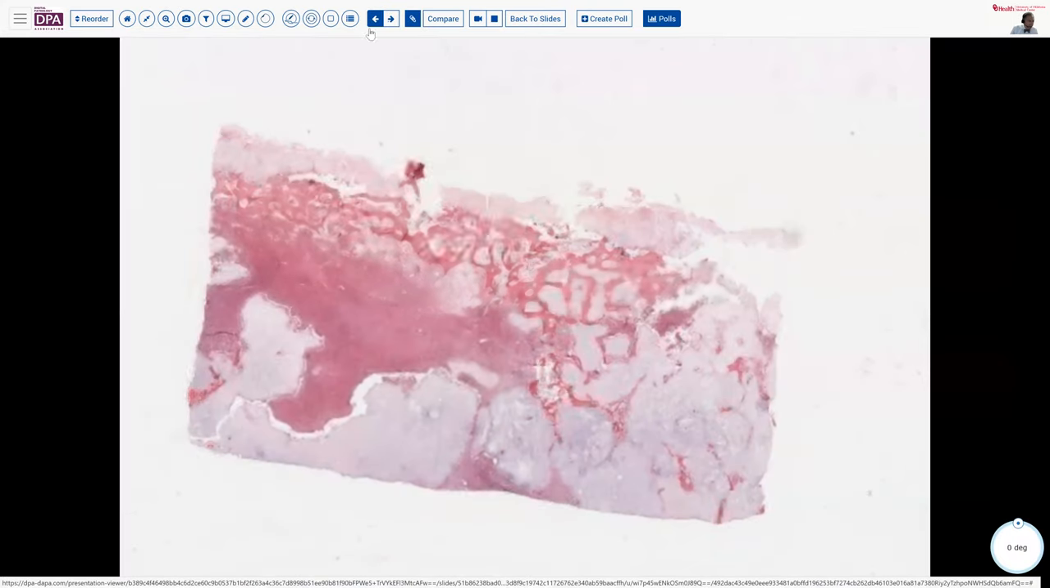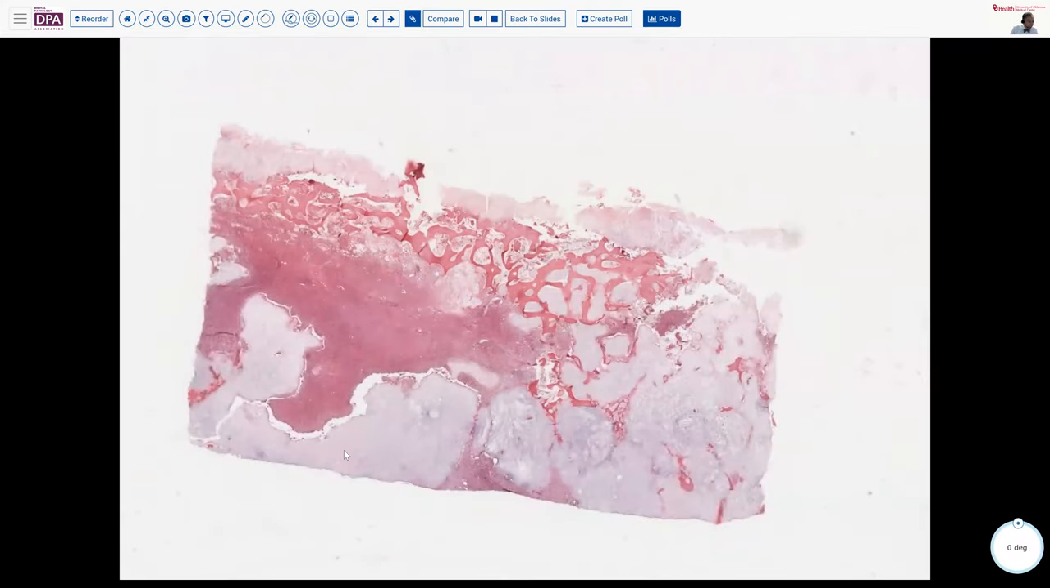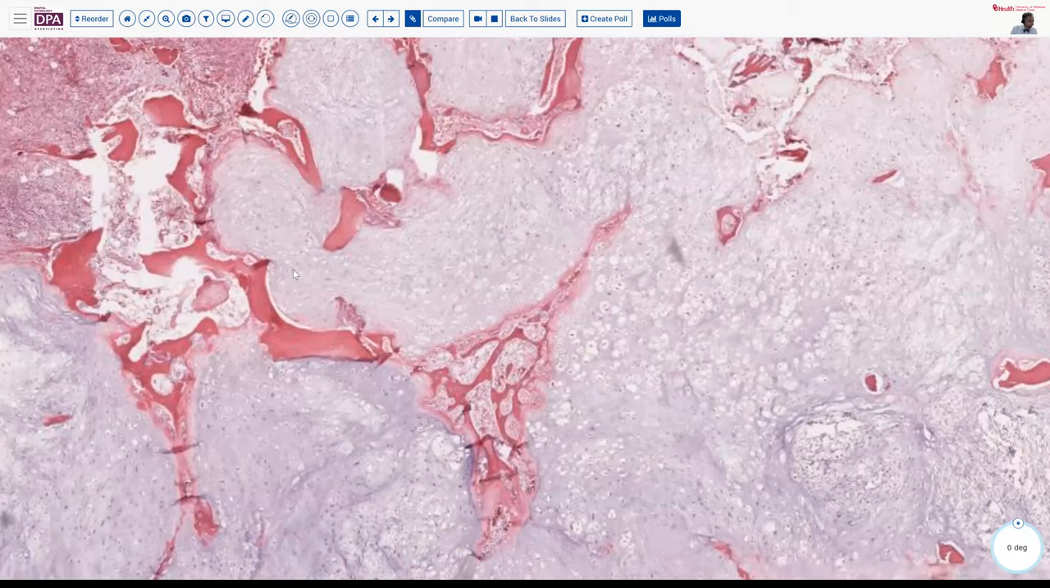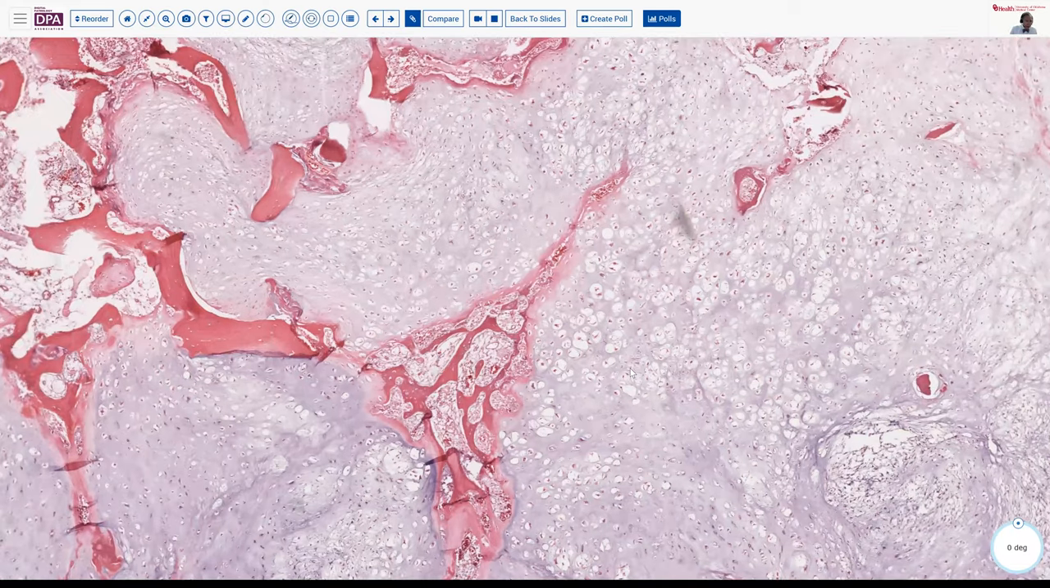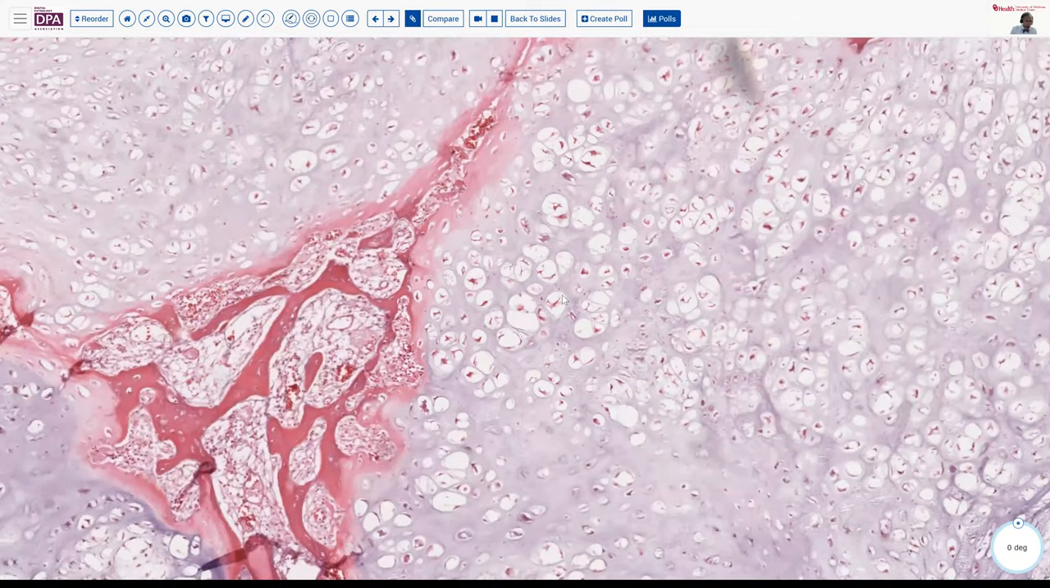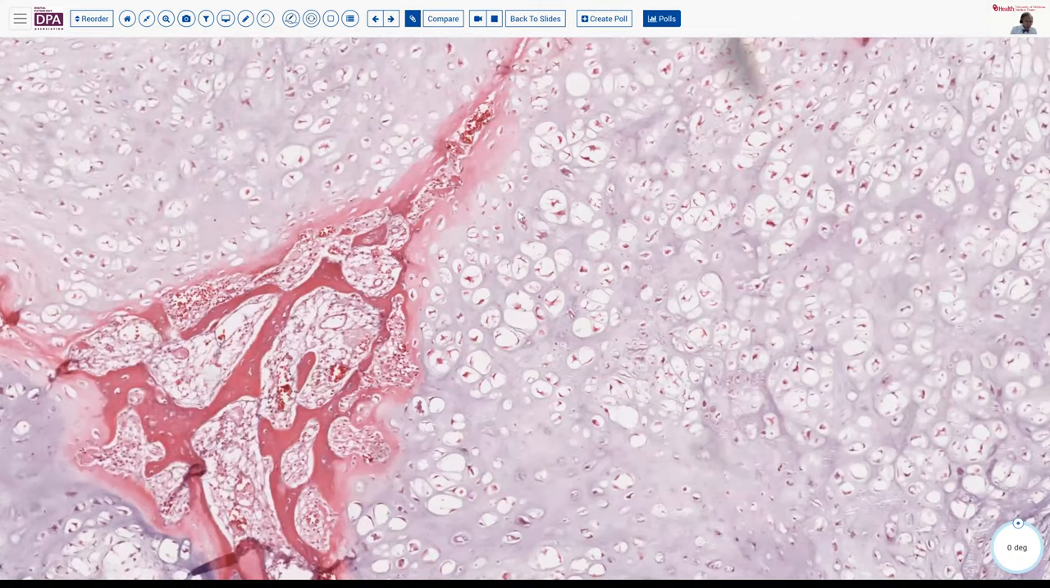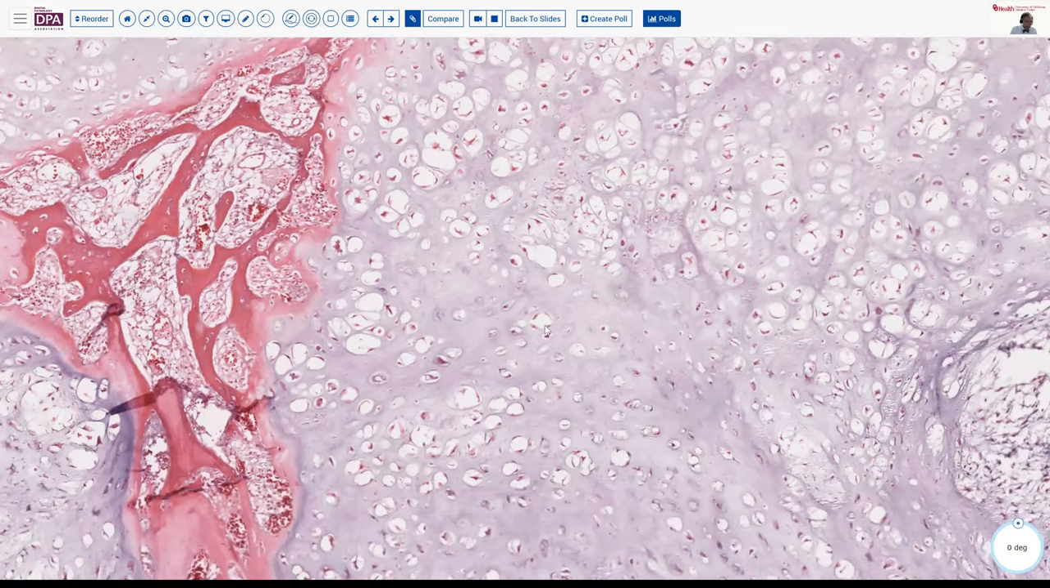Looking at the microscopy, we can see that we do have islands of hyaline type cartilage. As we look at this, we see that there's some pushing around the existing bony trabeculae, maybe a little bit of new bone formation. So this is a fairly low grade hyaline cartilage type tissue. But as we look at this area, we see that there are an increased number of cells, an increased number of lacunae with these cartilaginous nuclei.